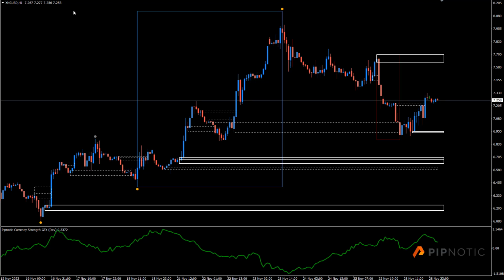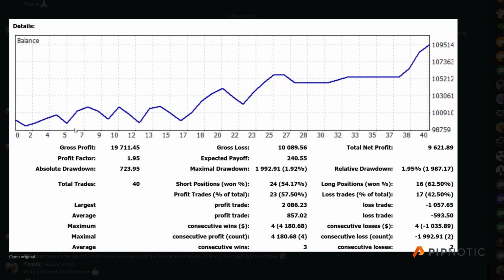Okay, so if we look at yesterday's post, we can see the general pattern for the account that we're trading currently. We've got 40 trades. The parameters that are most important are average profit trade versus average loss trade. You want your average profit trade to be bigger than the average loss trade. This is super important.